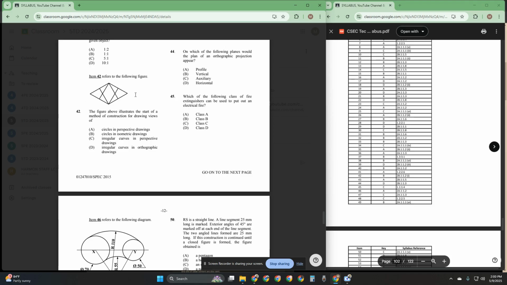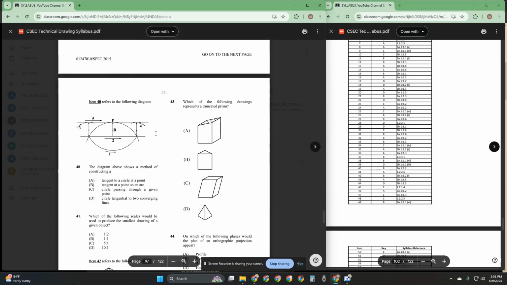Number 42, the figure above illustrates the start of a method of construction for drawing views of circles in perspective drawings, circles in isometric drawings, irregular curves in perspective drawings, irregular curves in orthographic drawings. Number 42B, yep. This is one of the construction methods for circles in isometric drawings.